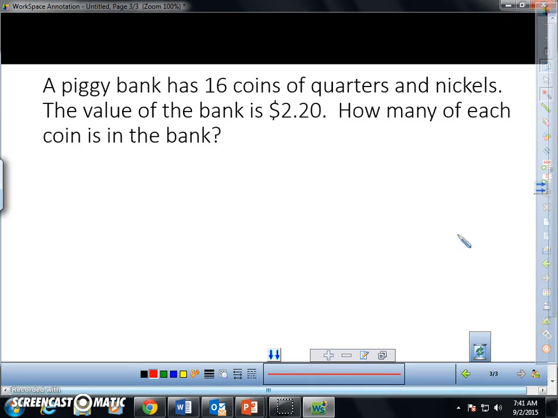For this example, we have a piggy bank that has 16 coins of quarters and nickels. The value of the bank is $2.20. So we want to know how many of each coin is in the bank. First off, we want to set up our variables and define them. So if we use x for quarters, that would mean y has to be nickels.